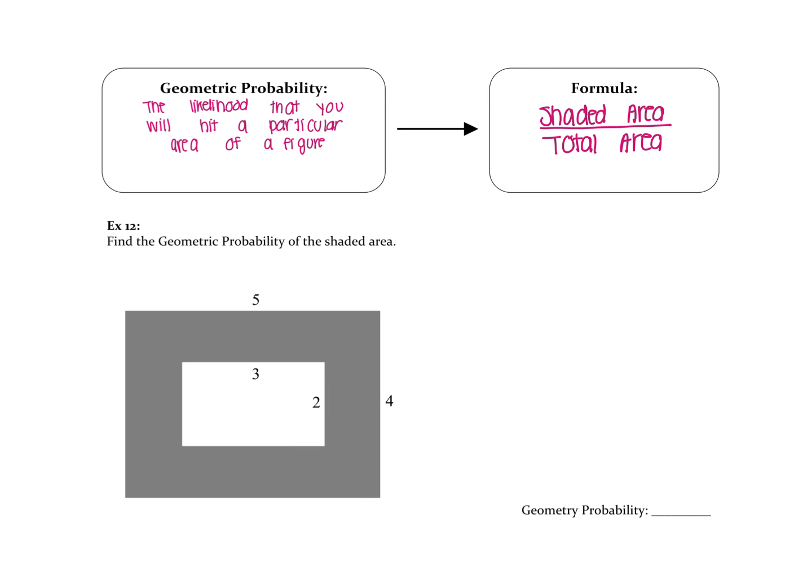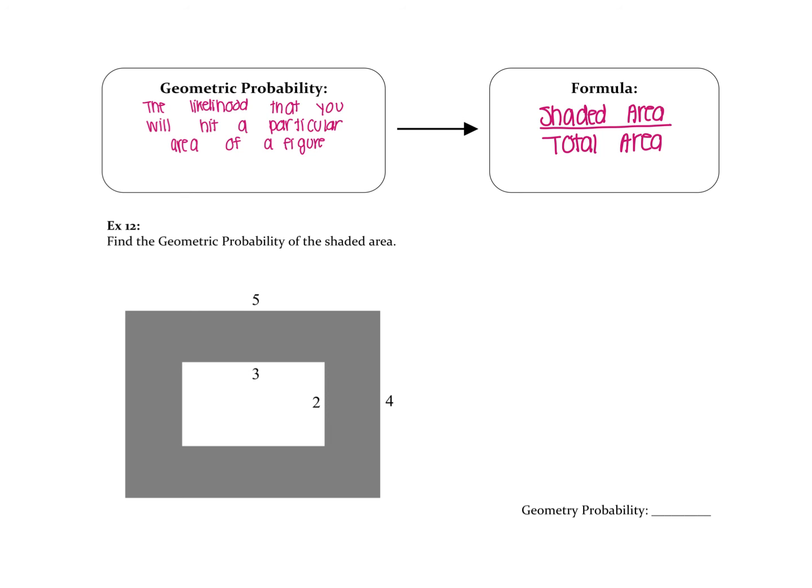Okay, then the last thing we'll talk about is calculating geometric probability. Geometric probability is the likelihood that you will hit a particular area of a figure. Looking at this figure at the bottom right, when we talk about calculating geometric probability, we're asking what's the probability that I'm going to hit or land in that shaded area of that figure? In order to calculate this, we take the shaded area divided by the total area.